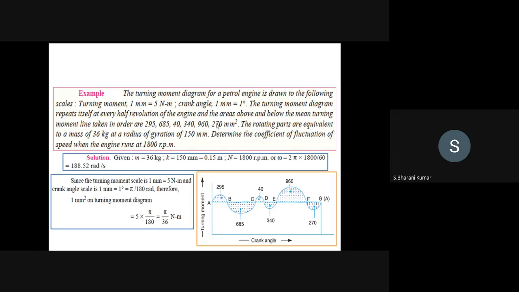Based on this, you want to convert 1 mm on the x-axis and 1 mm on the y-axis. The value is given in terms of mm square, so you want to convert it. 1 mm equal to 5 Newton meter, and on the crank angle, 1 mm equal to 1 degree. 1 degree is 1 degree into pi by 180. Therefore 1 mm square of the turning moment diagram equals 5 into pi by 180. After cancellation, we get pi by 36 Newton meter.